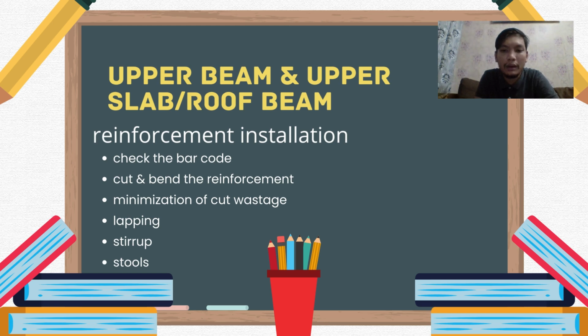Reinforcement installation of upper beam, upper slab, or roof beam. First, check the barcode. Barcode is a form of language for the engineer to communicate with the worker. Then cut and bend the reinforcement. There is still yet a place on the site for storing, cutting, and bending of bar. Reinforcement bars are cut into required length and bent into required shape.